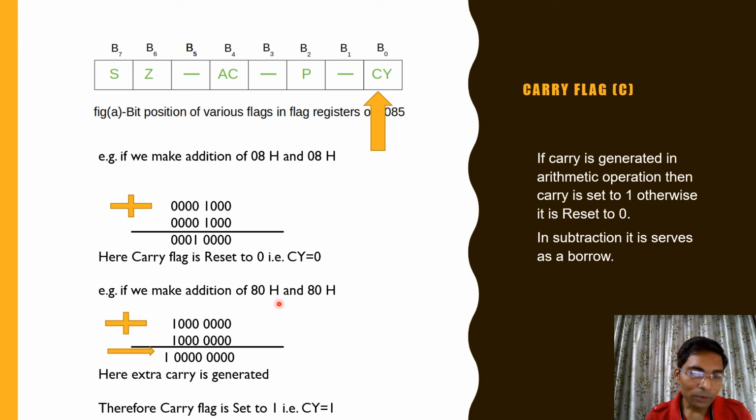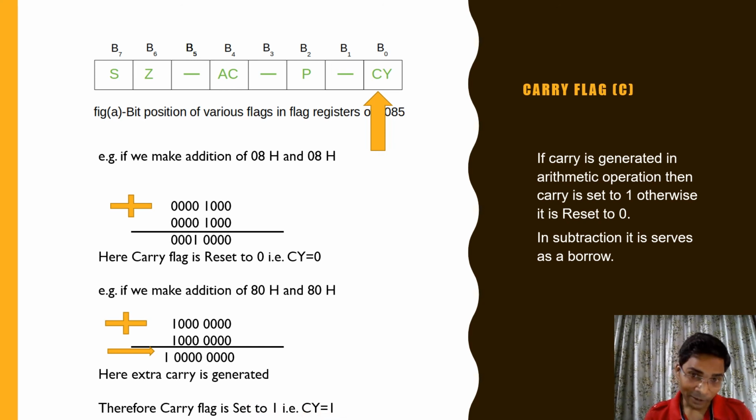In the next example I am showing you 80 plus 80. Whenever I make this addition, all are zeros, so all remaining bits are zeros, but the last bit is 1 plus 1, so 1 1 0, and the carry 1 is forwarded to the next bit. But the accumulator size is 8 bits, the ninth bit cannot be accommodated, so the ninth bit is a carry bit. We can say that an extra bit is created or generated over here. That's why this is indicated by setting the carry flag. So whenever an extra bit is created, the carry flag is set to 1, that is CY is equal to 1.